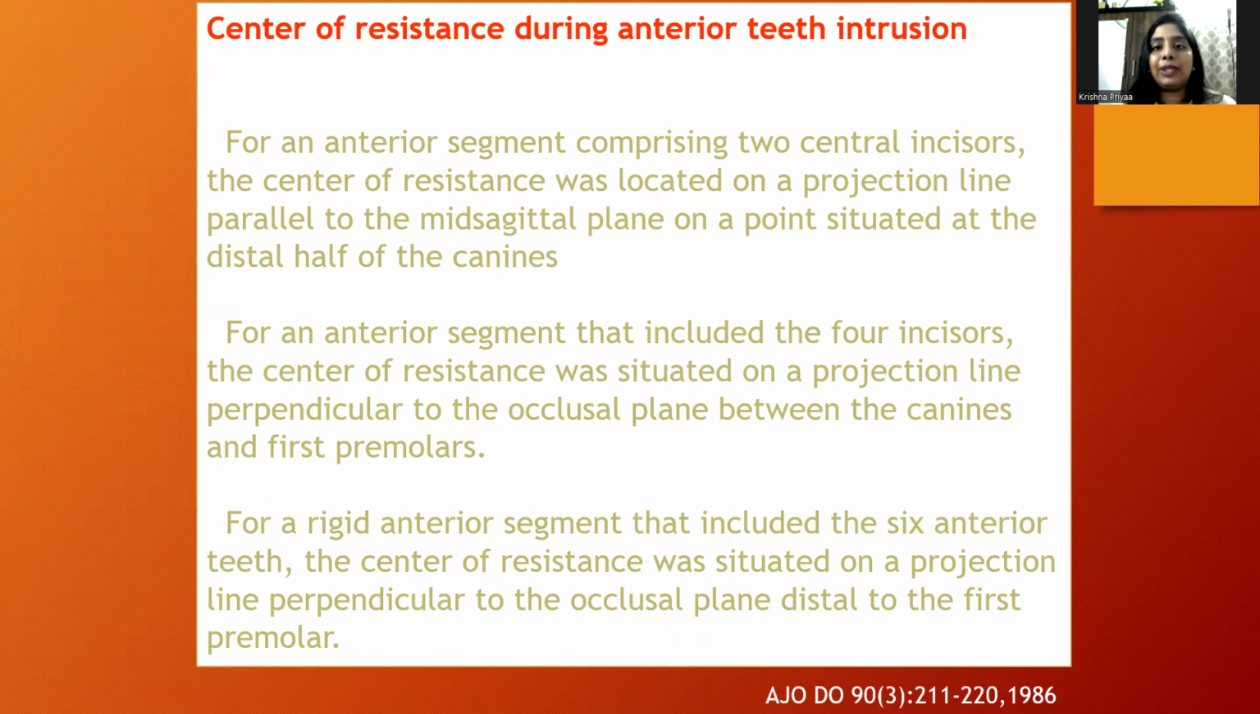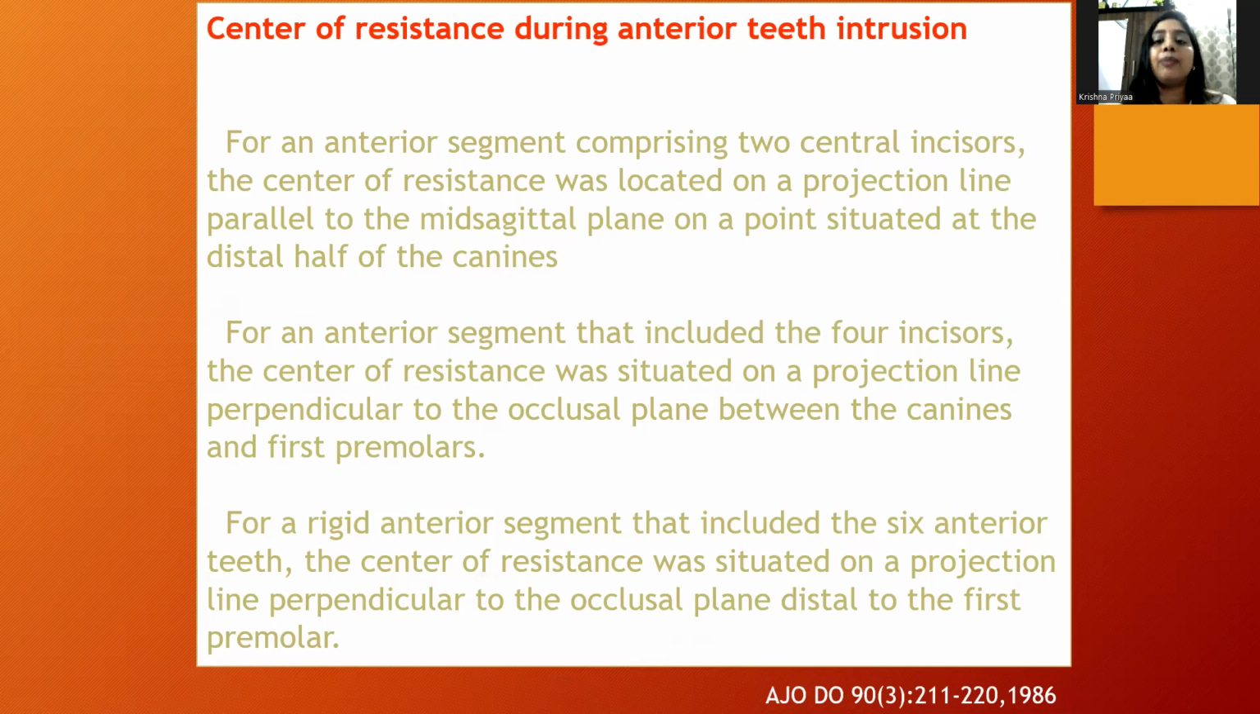So this also happens not only in this direction, but also in this direction, which is called an intrusion. When the anterior segment has only 2 central incisors and we are trying to intrude it, we have to pass the force through the center of resistance, based on a projected line which is parallel to the mid-sagittal plane. That point is actually the distal half of the canines, because we are now talking in this direction, whereas we have to move the tooth in an upward direction, right?